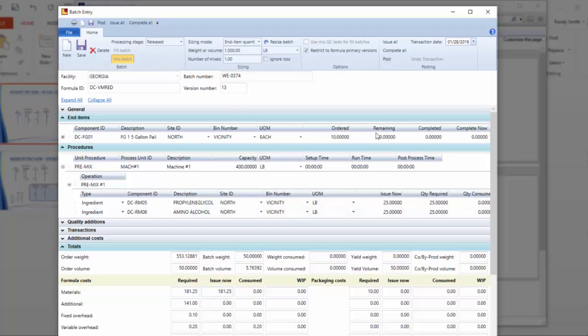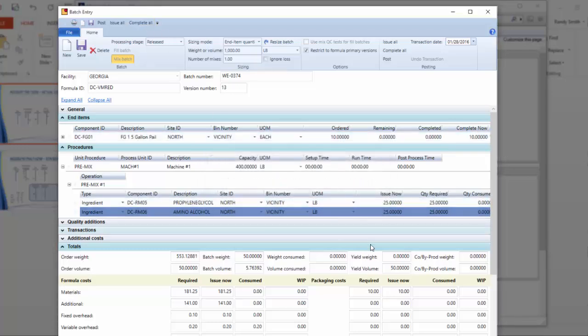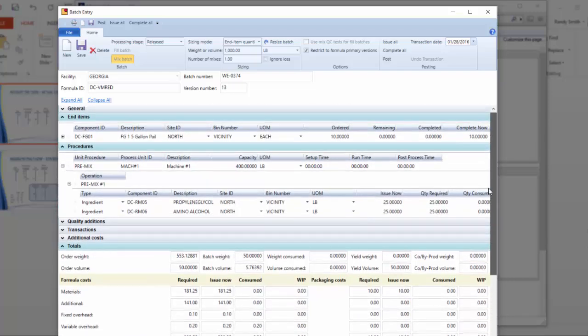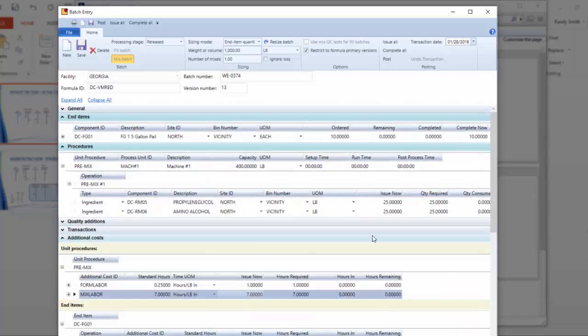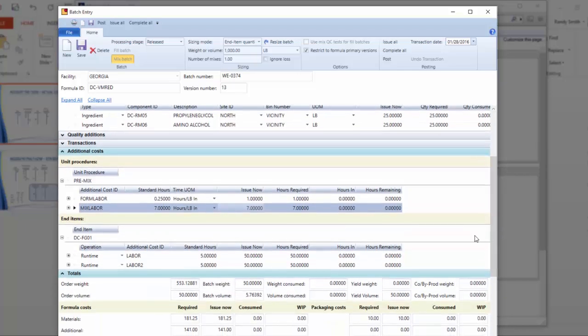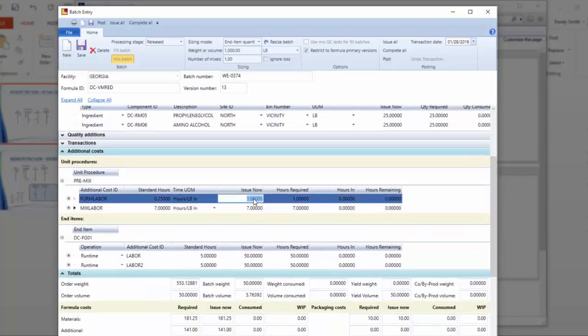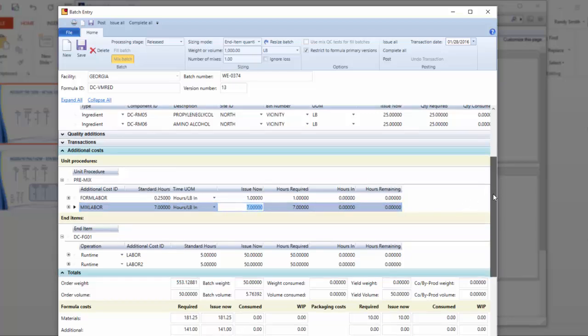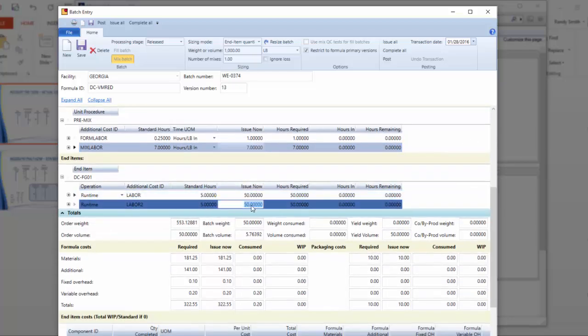I'm also going to complete all, which means I'm going to make those 10 units. Let me go ahead and do that. Now there's actually some backflushing happening on additional costs. In other words, I have my system configured to automatically assume that I'm using my standard number of hours. So I'm applying 1 unit and 7 units of those costs, and for the finished good, I'm doing the same here. I'm just letting the system apply its standards, but I could override that if I want to.